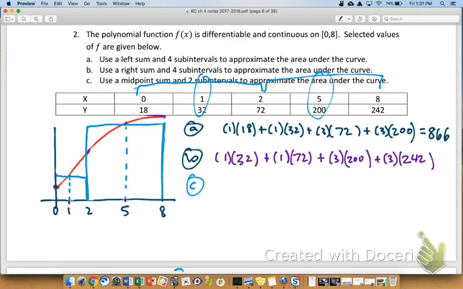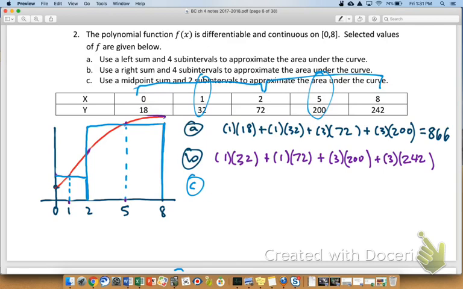If you're going to use a table, you have to pull data out of the table. You can't make stuff up and say, well, halfway between 0 and 5 is 2.5, so I'm going to estimate that it's like 97. You can't do that. You only know what's in the table. So you've got to make the table fit what you need to get out in order to answer the question. Does that make sense? Good?